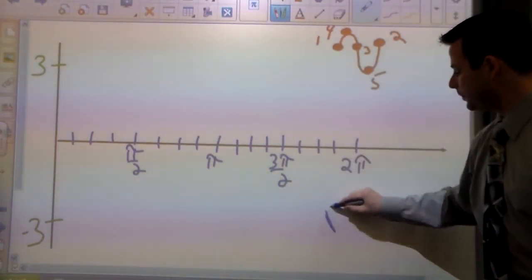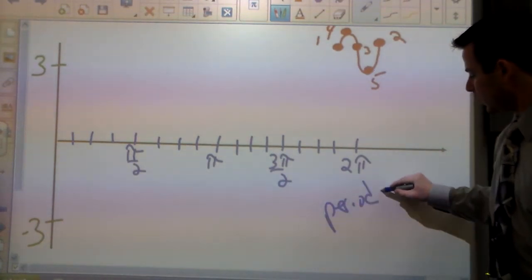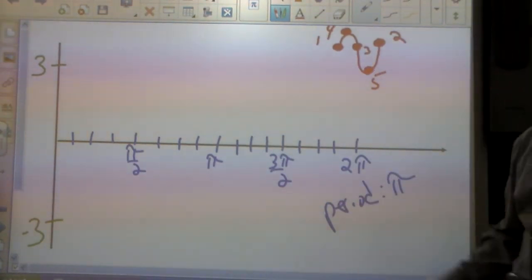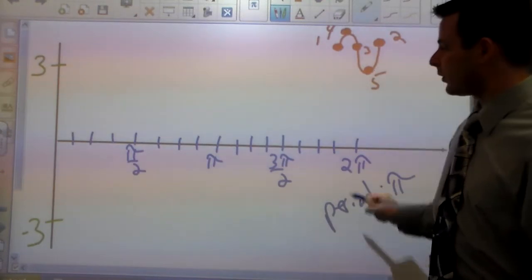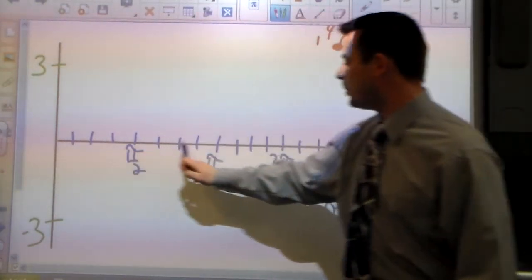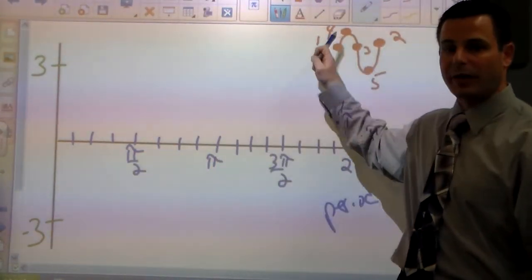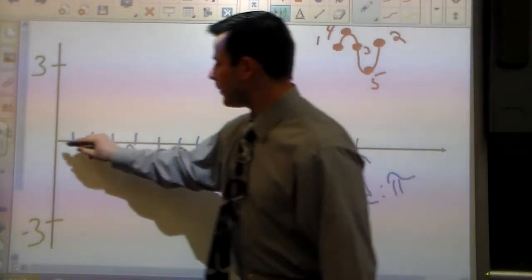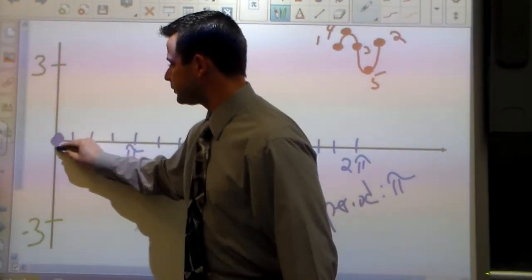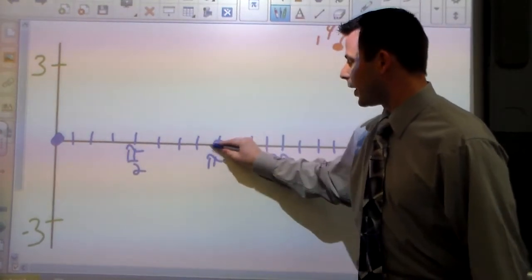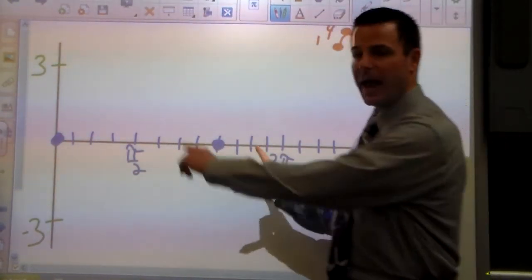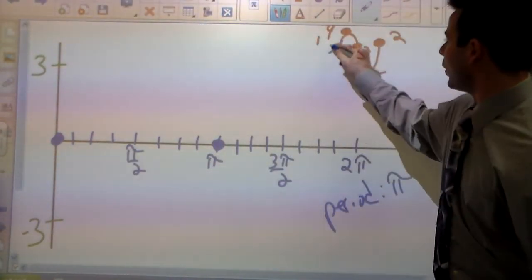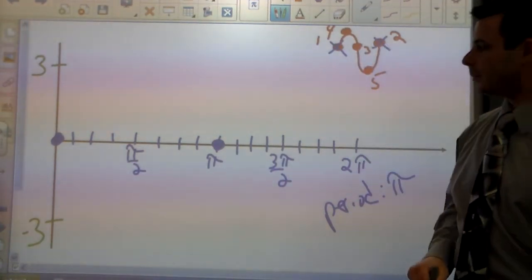So the period was pi. So we're going to complete this cycle by the time we get to pi. From between 0 and pi, a full sine cycle will take place. So now, sine starts on a line, and it also ends on a line. Notice, I ended the cycle first, so I plotted ordered pair 1 and ordered pair 2.